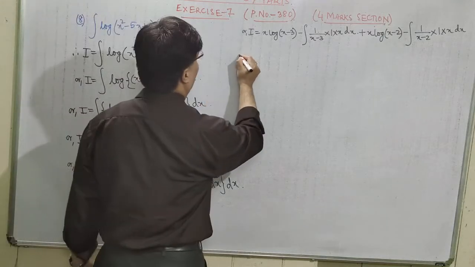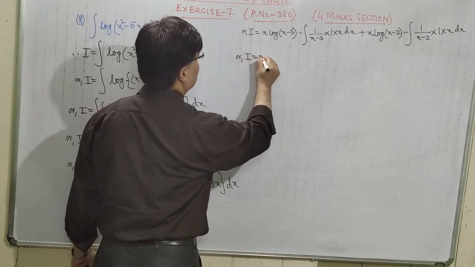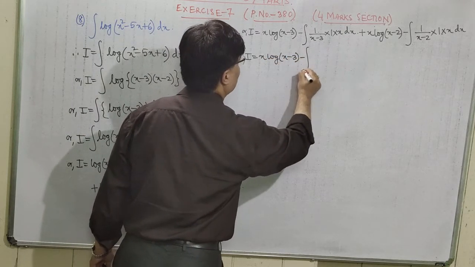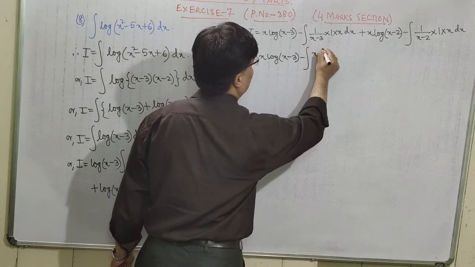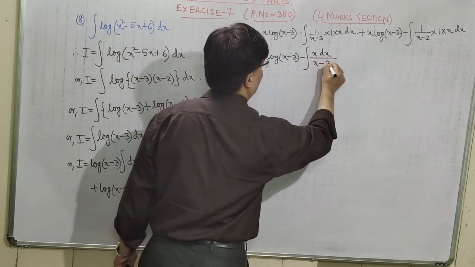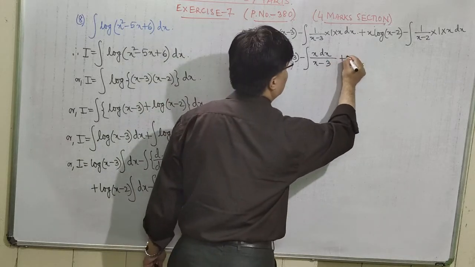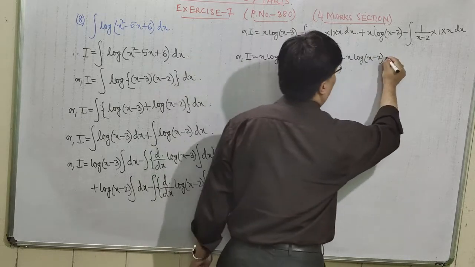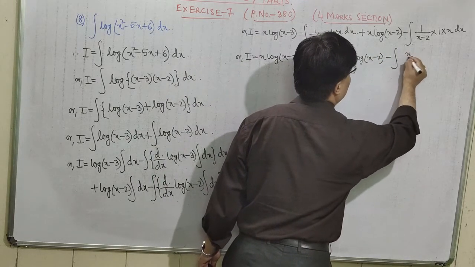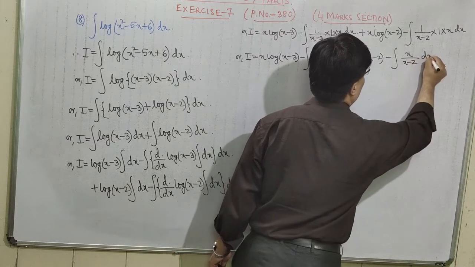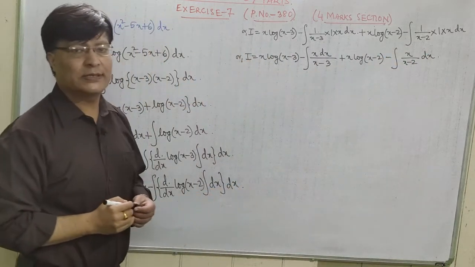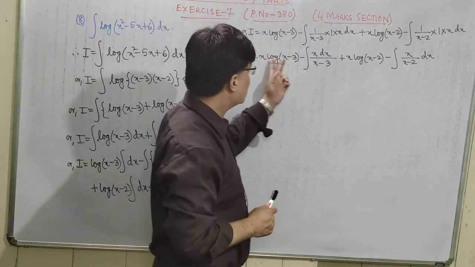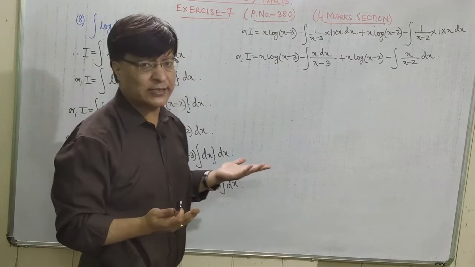So I is equal to x log of x minus 3 minus integration of 1 into x dx divided by x minus 3, plus x log of x minus 2 minus integration of 1 into x, that is x, divided by x minus 2 dx. Is that understood? So now this first term and this third term can be simplified. There x is common.